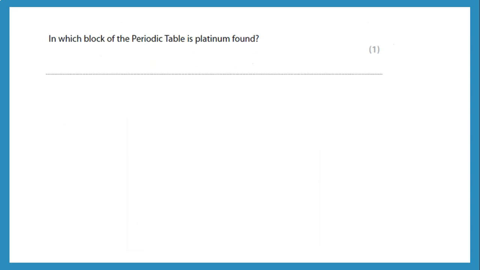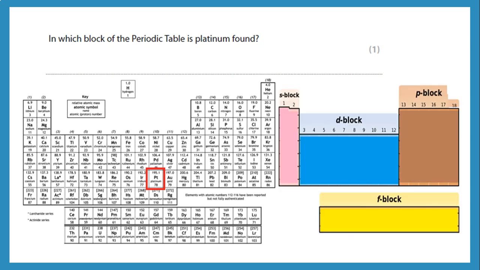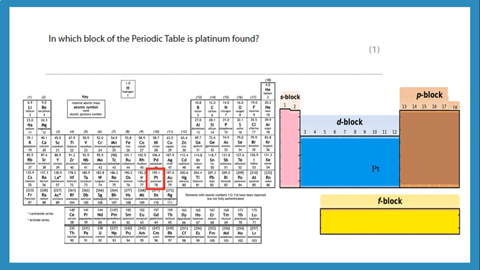In which block of the periodic table is platinum? Well, I look in the periodic table. Where is platinum? Platinum is actually a transition metal. Remember, we said the transition metals are what? They are in the D block.